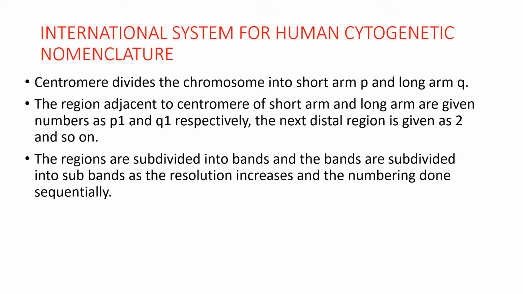According to the International System of Human Cytogenetic Nomenclature, the centromere divides the chromosome into short arm P and long arm Q. The regions adjacent to the centromere of the short arm and long arm are given numbers P1 and Q1 respectively. The next distal region is given as 2 and so on. The regions are subdivided into bands and bands are subdivided into subbands as the resolution increases, and the numbering is done sequentially.